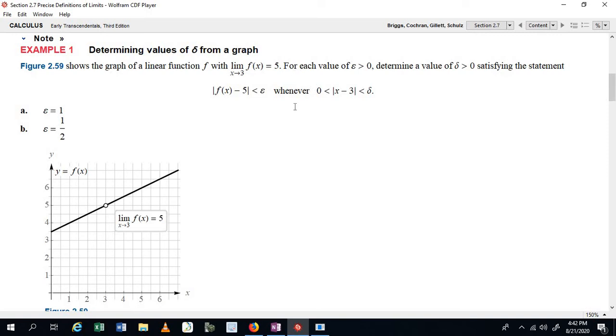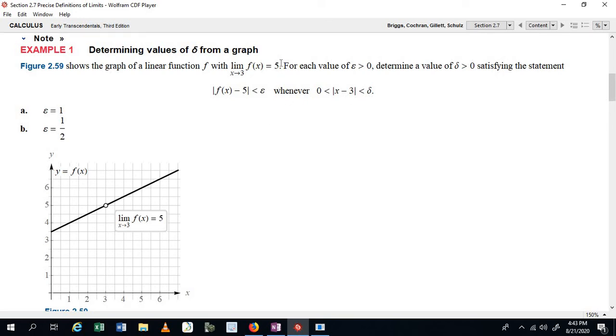Under the epsilon delta definition of the limit, for any epsilon greater than 0, we must find a corresponding delta greater than 0 such that the distance between f of x and 5, which is L in this case, is less than epsilon whenever the distance between x and 3, a is 3 in this case, notice x is approaching 3, whenever the distance between x and 3 is less than delta.